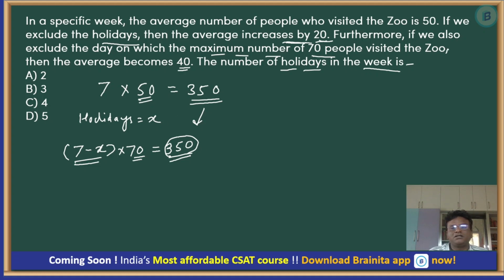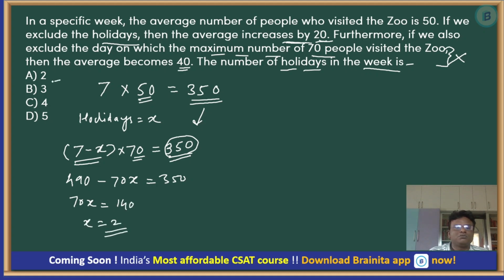We really don't need this second statement. This is the extra information given to confuse us. So this is 490 minus 70x is equal to 350. 70x is equal to 140, x is equal to 2. There are two holidays. Your answer is option A. Okay.